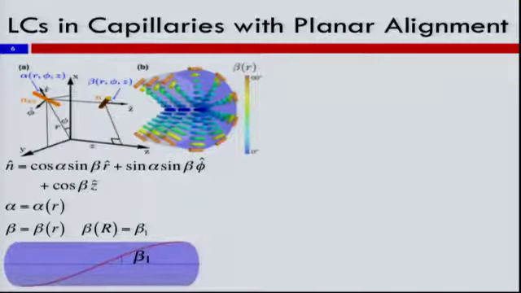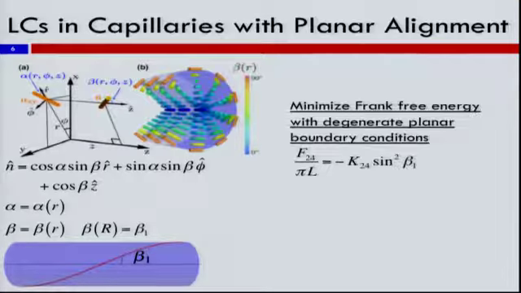And there you see the capillary and the way variables were assigned to describe it. It's basically cylindrical coordinates. And the idea was to put this together and minimize the free energy with the boundary conditions appropriate to degenerate planar. Beta 2, which is one of the variables used to describe the orientation of the director, at the surface is called beta 1. So it's really the angle that the director makes with the axis along the surface. And so you minimize the Frank free energy with these boundary conditions.